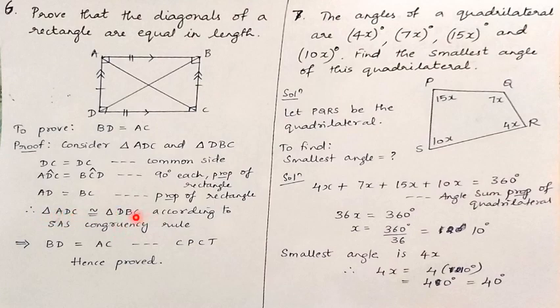So from this we can write BD is equal to AC as CPCT, that is corresponding parts of congruent triangles. BD and AC are nothing but the diagonals of the rectangle ABCD. So hence proved.